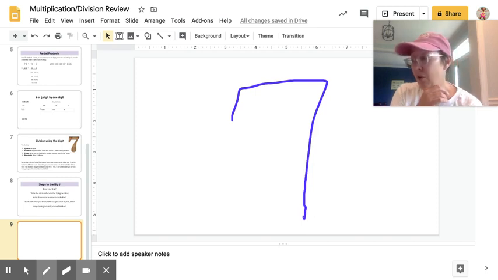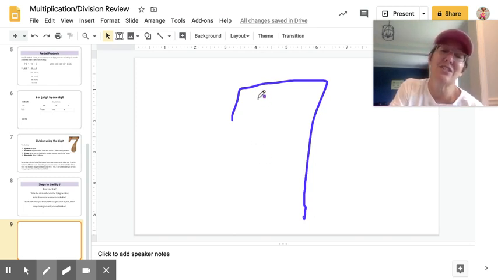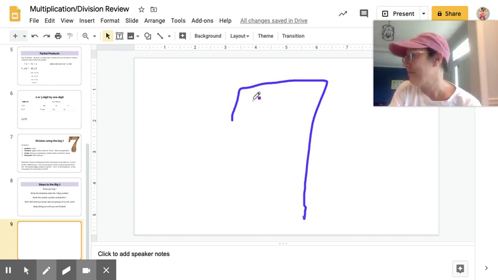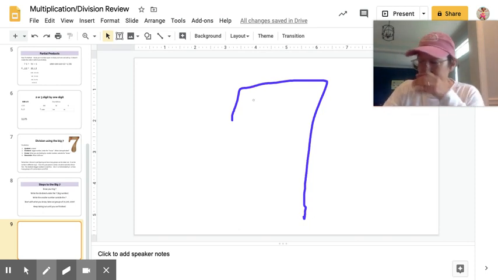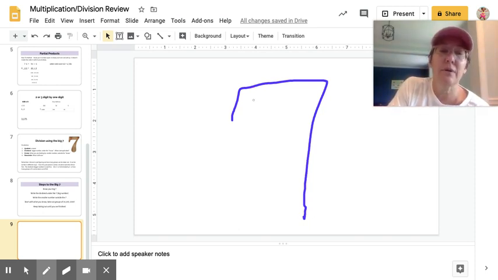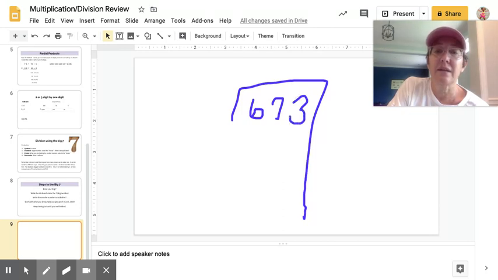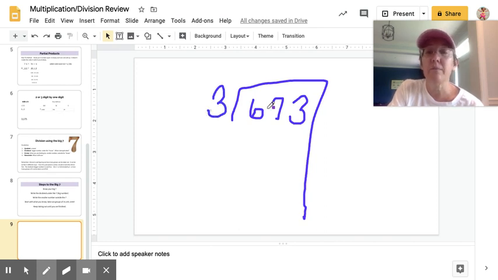And then we are going to pick a few numbers. You know how I just had you yell out numbers? So let's do 673. I just made up a number. It's nothing major. And I'm going to divide it all by 3.